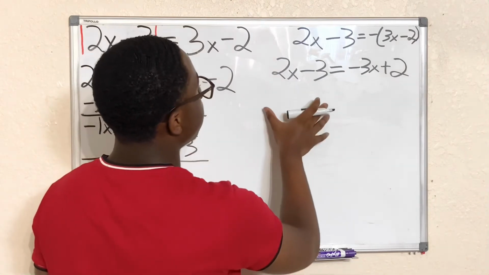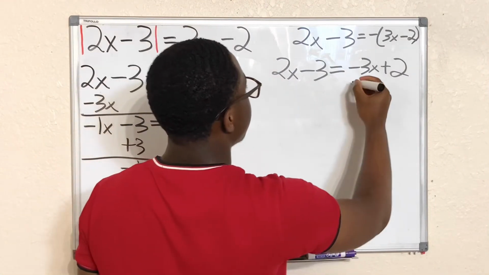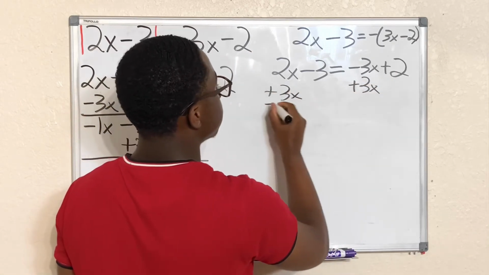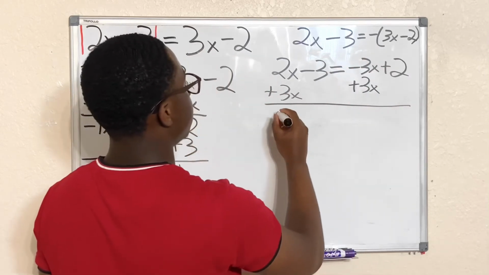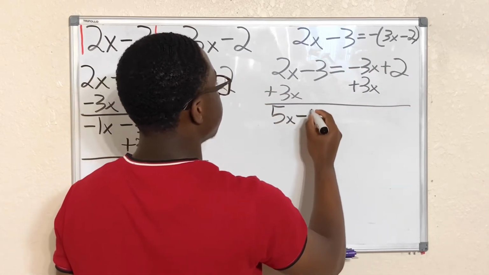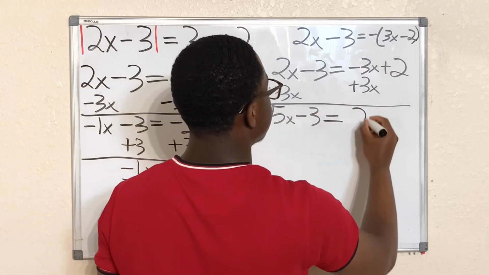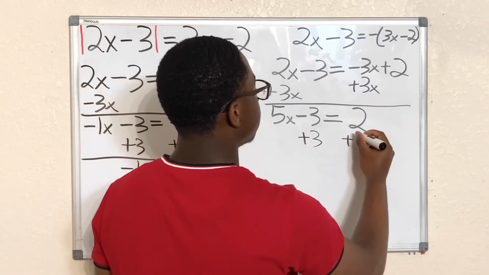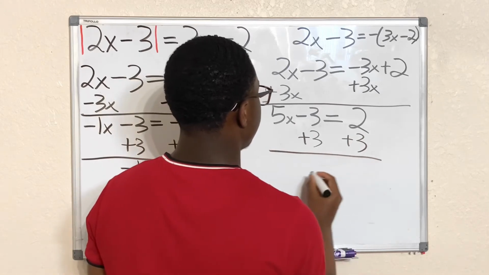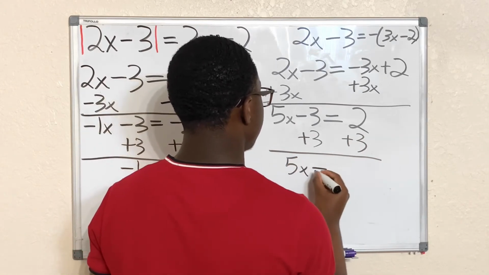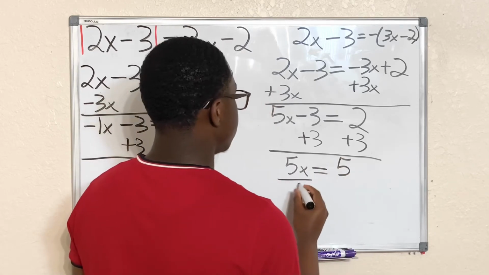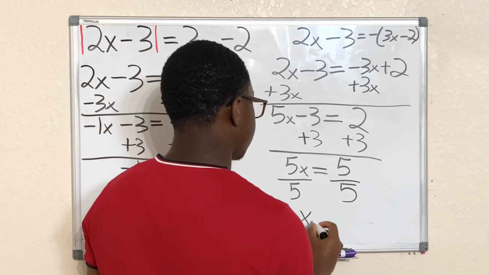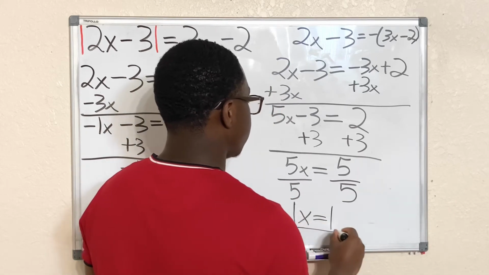So now we're going to go ahead and solve. Let's get x by itself. Let's add 3x to both sides. There's 3x, that cancels out. So now we're left with 5x minus 3 is equal to a positive 2. Now we're going to add 3 to both sides and get 5x is equal to positive 5. And here we just divide by 5 on both sides, and x is equal to a positive 1.